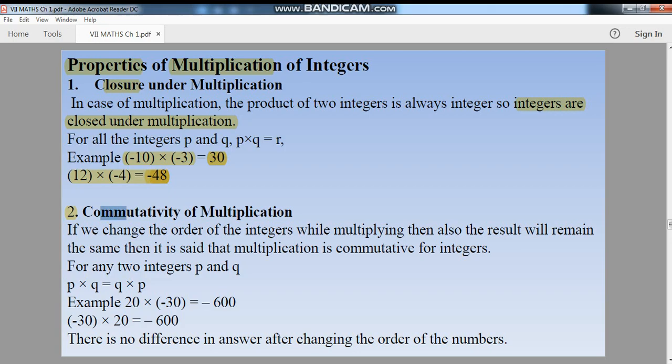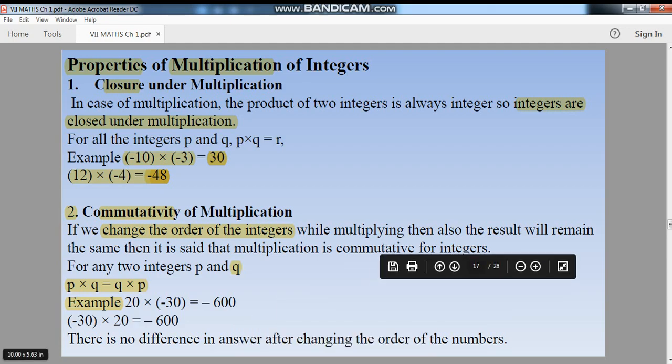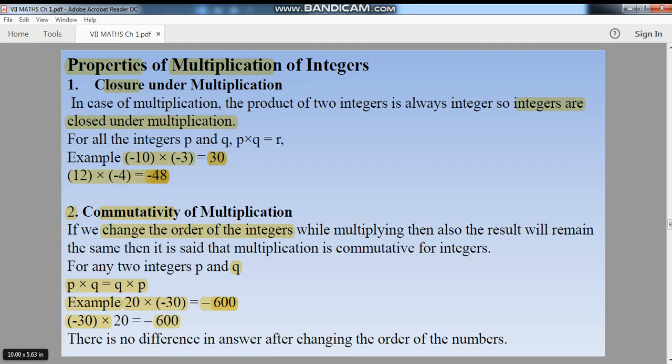Second is the commutative property of multiplication. Over here we will change the order of the integers. It means if the numbers are p and q, and you multiply q into p, the answer will remain the same. For example, if it is given 20 into minus 30, the answer is minus 600. If minus 30 into 20 is given, then also the answer will remain the same, that is minus 600. So at the end there is no difference in the answer if you are changing the order of the numbers.